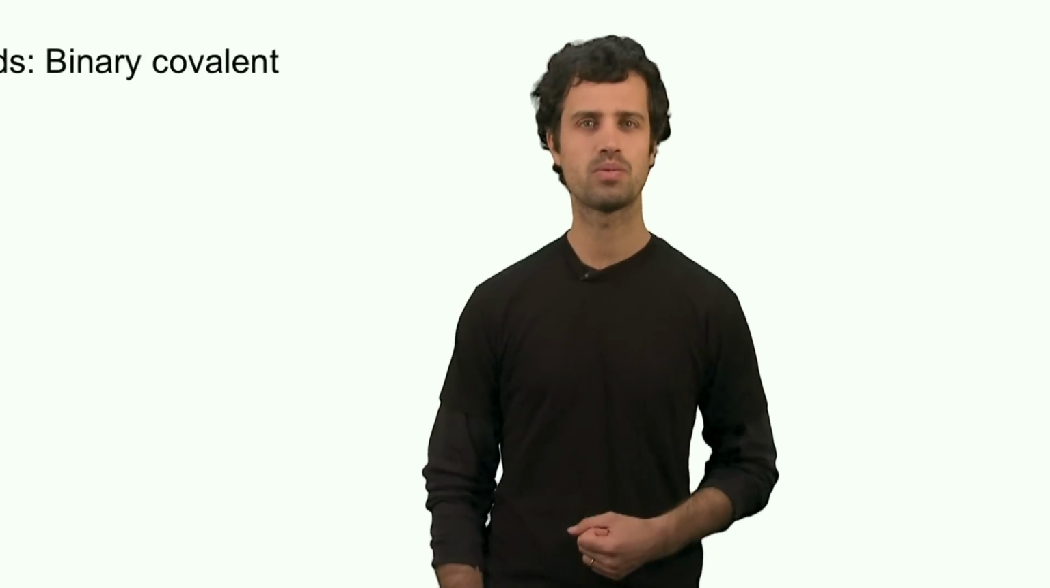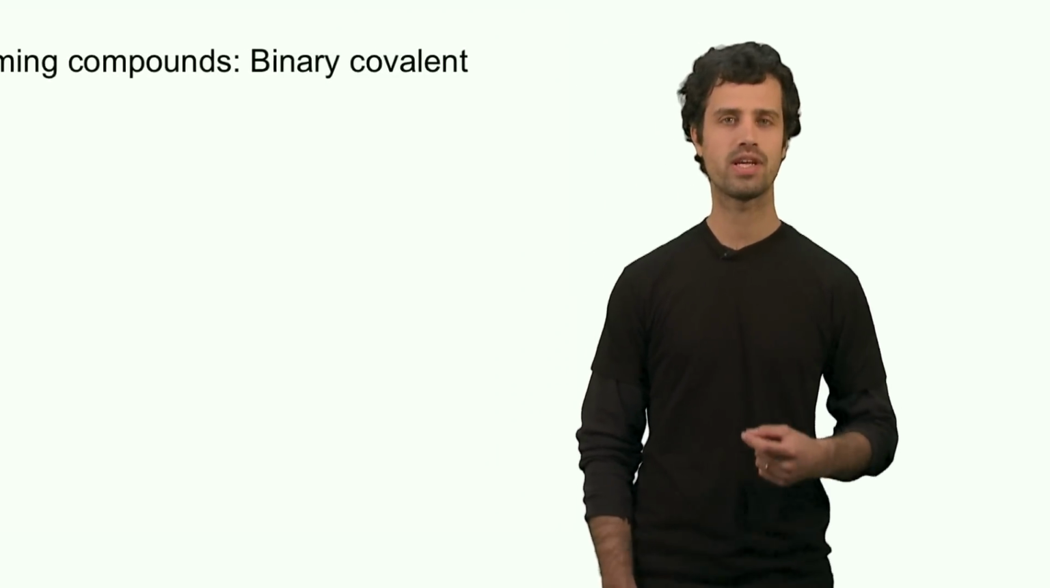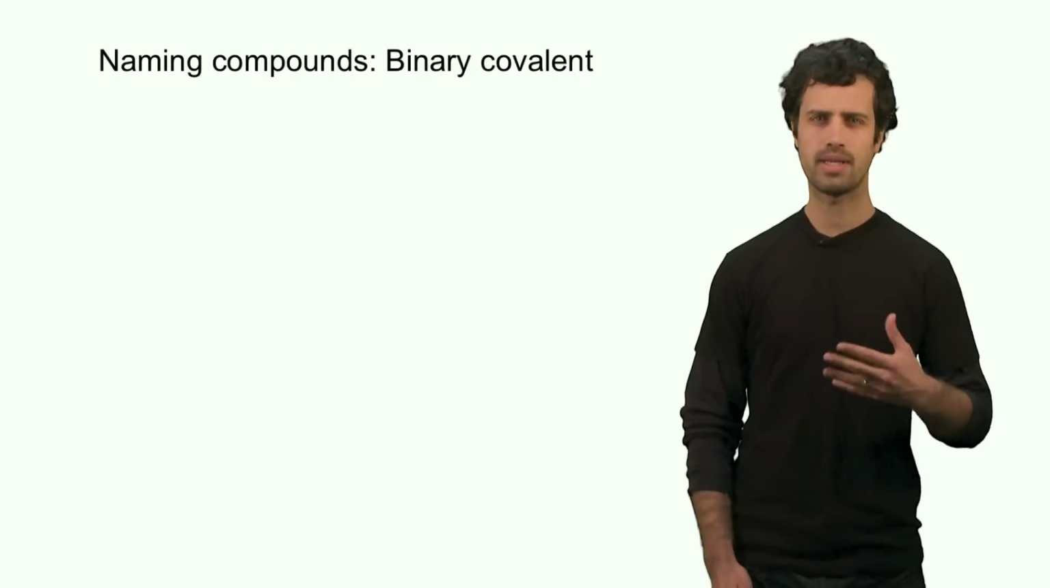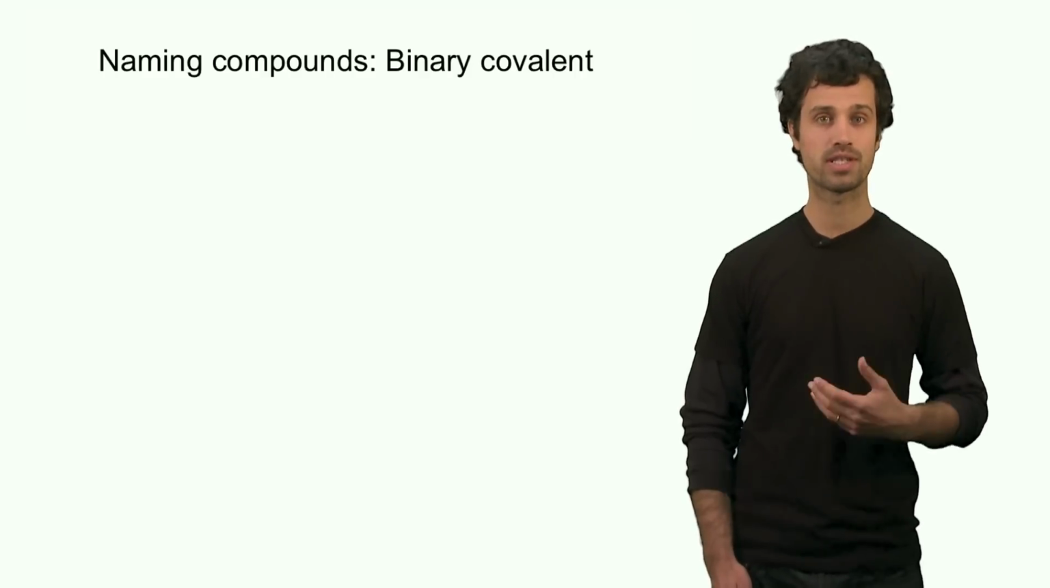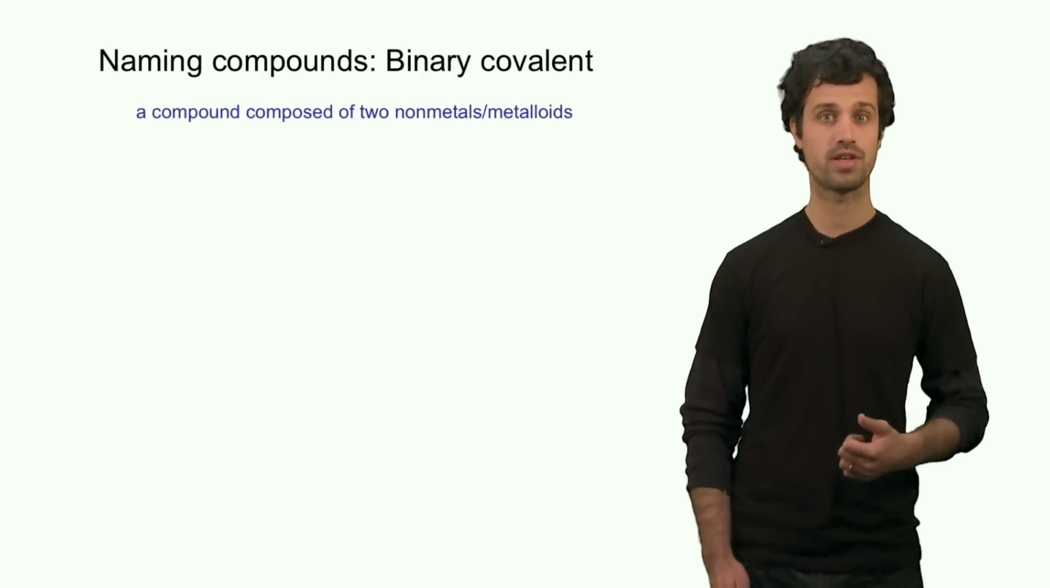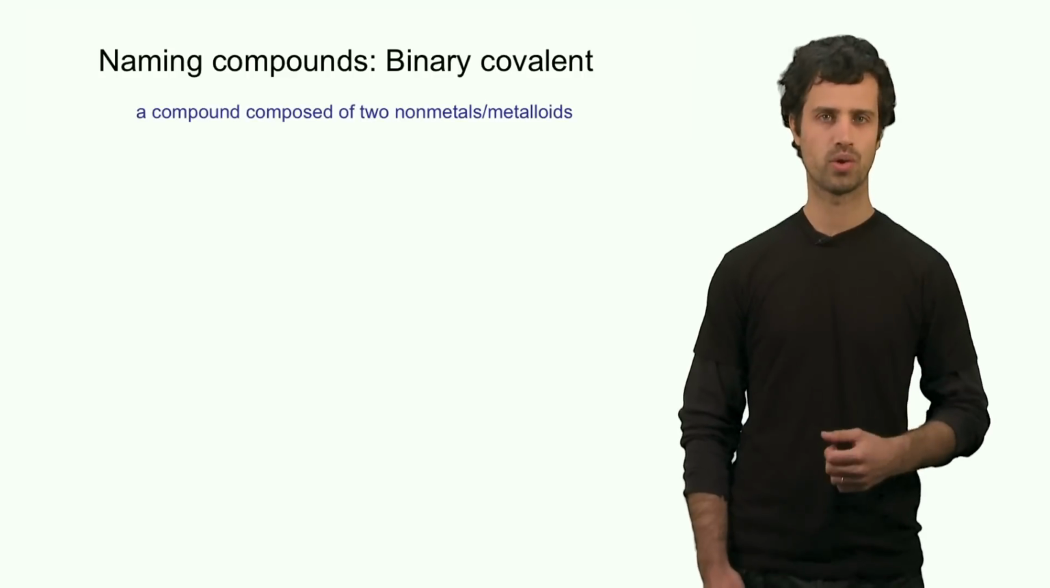In the previous segment we learned how to name binary ionic compounds, and these were compounds that contain an elemental cation and an elemental anion. In this segment we will learn how to name binary covalent compounds. These are compounds that contain elements that are not metals, so they are either a nonmetal or a metalloid.